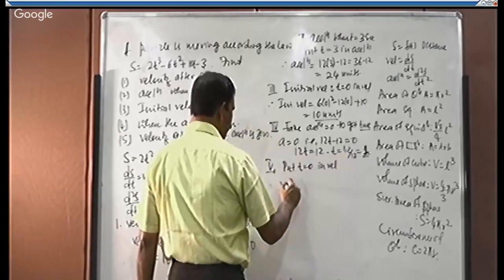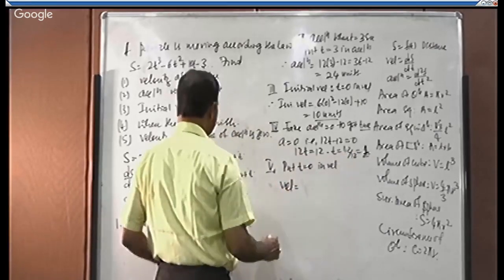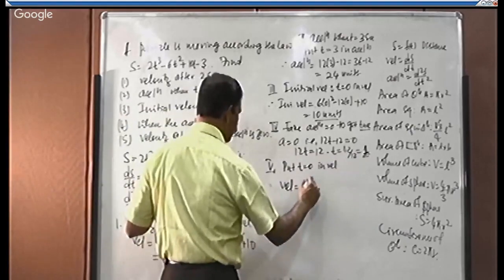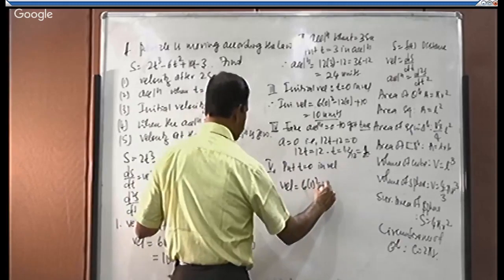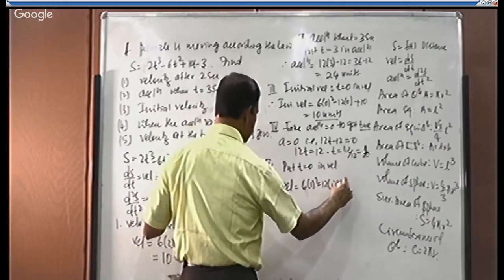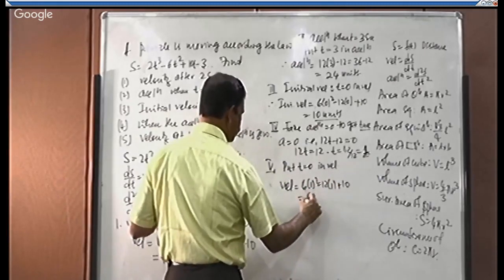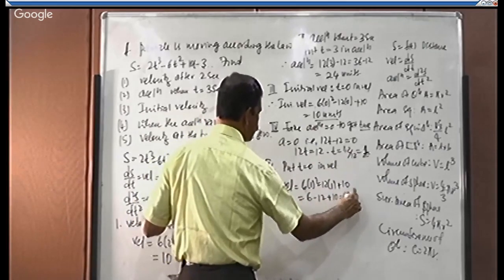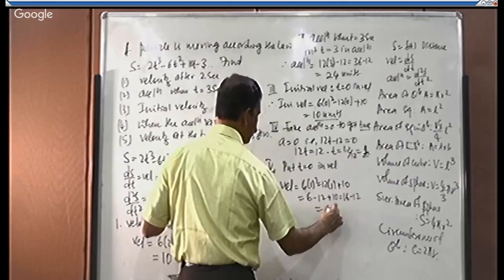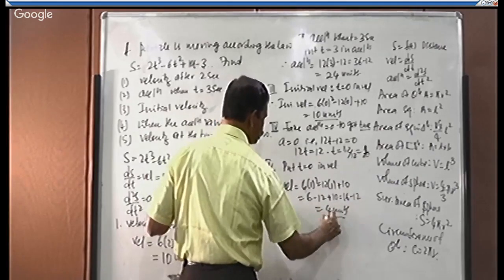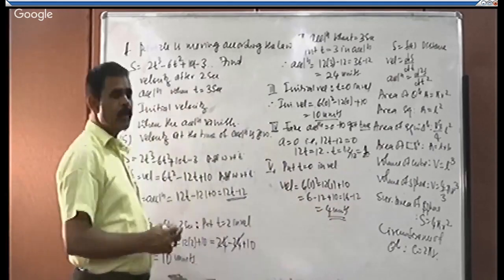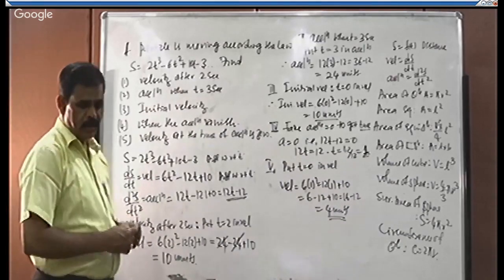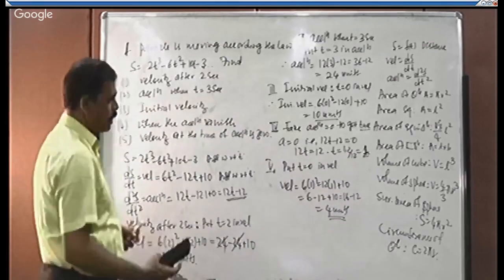Therefore, velocity is equal to, what is velocity? It is 6 into 1 square minus 12 into 1 plus 10. This is 6 minus 12 plus 10. 16 minus 12 is equal to 4 units. Like that, they will ask you the velocity, acceleration, initial velocity, and so on, right?